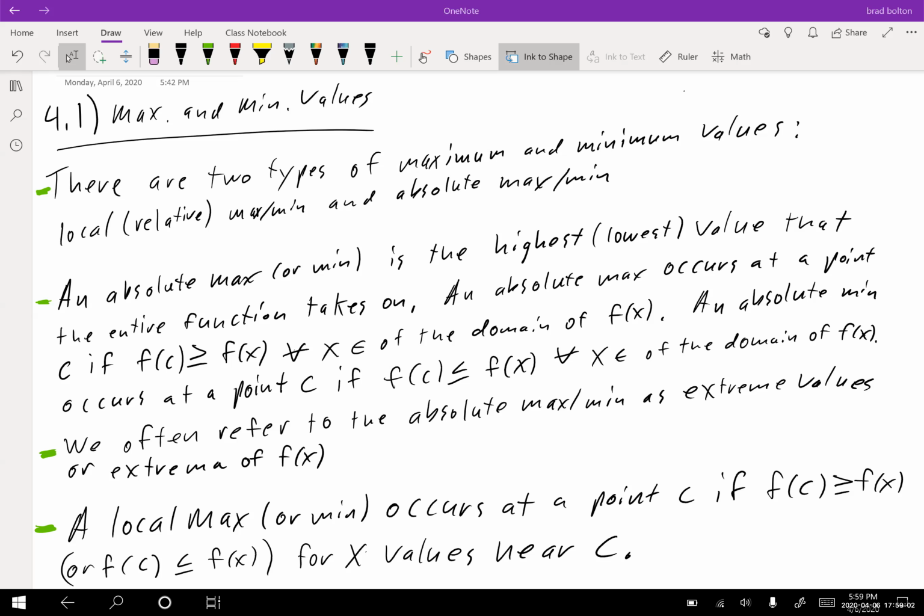Okay, let's get started with chapter 4. I'll give you guys about a 30-minute to 45-minute video on the intro to 4.1 and some problems in 4.1. So basically 4.1 is starting the chapter where we're going to use applications of derivatives.